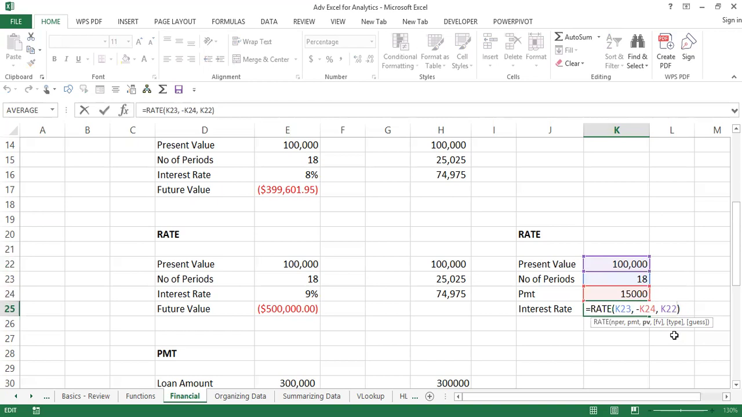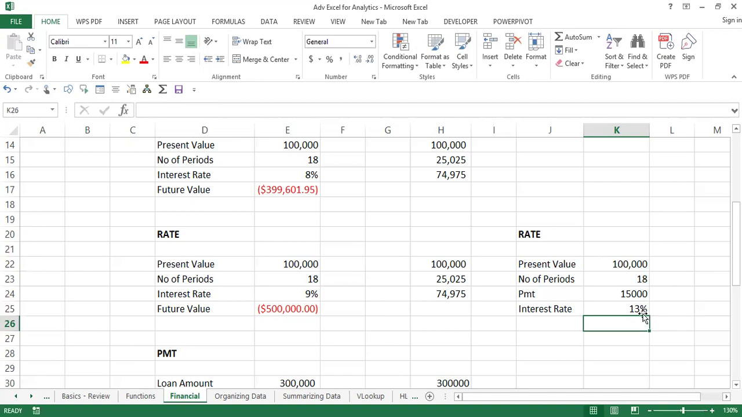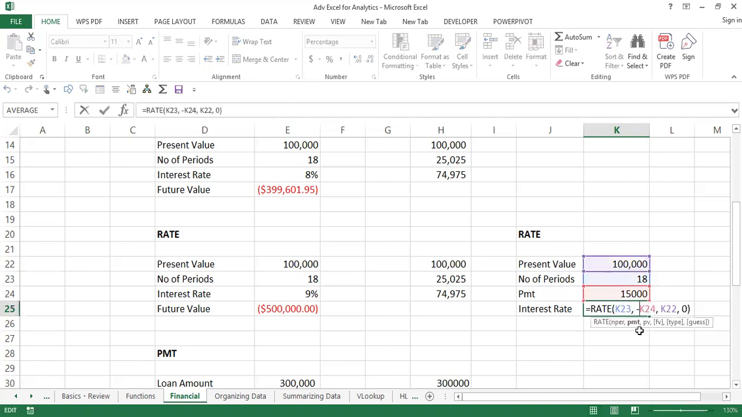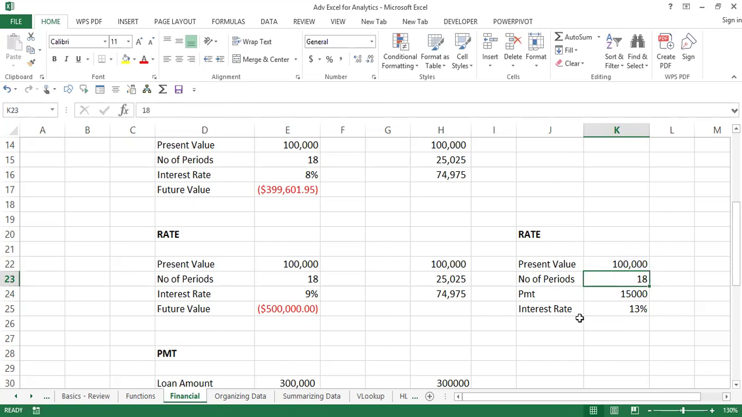The future value is optional. When you don't specify, it takes it to be 0. So if I say 0, you see it gives me the same thing. Why? Because at the end of the period, it's expected that the value of the account should be nil. It should be 0 at the end of the period.